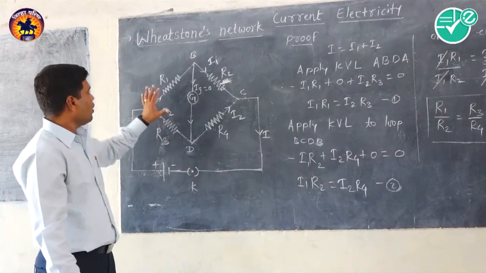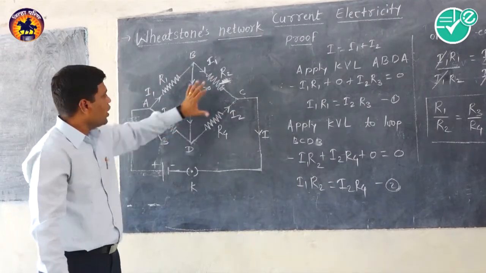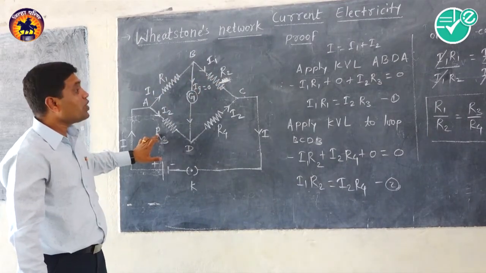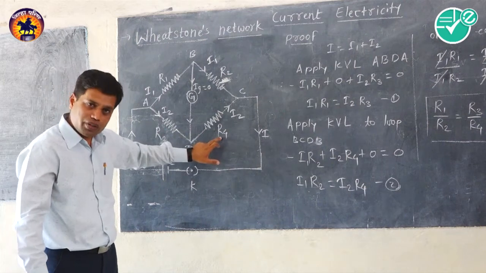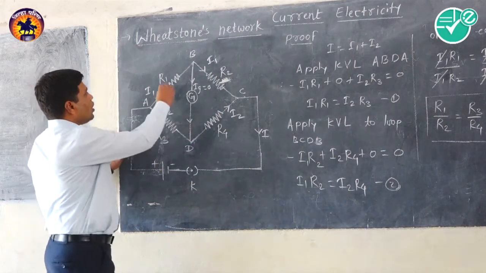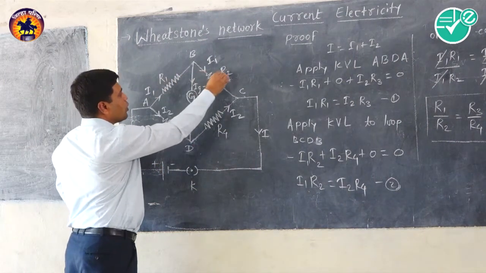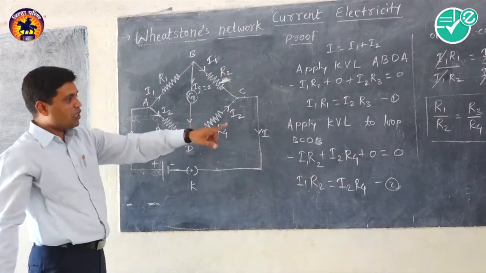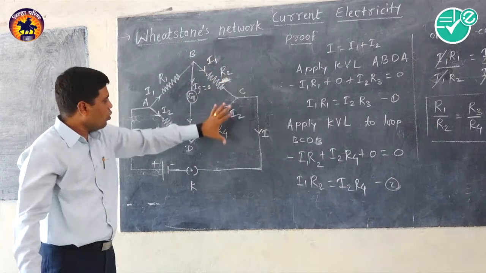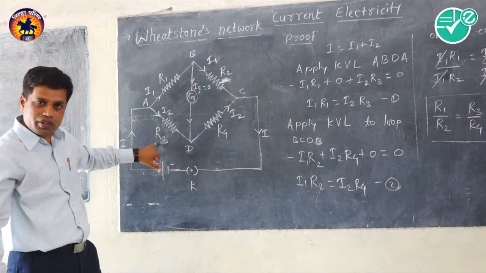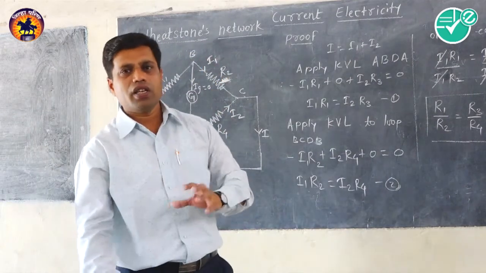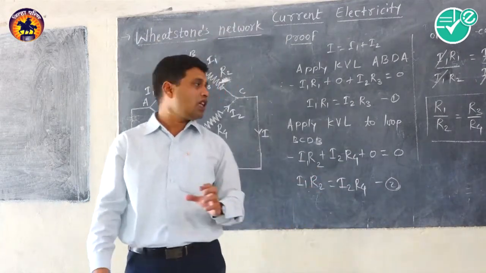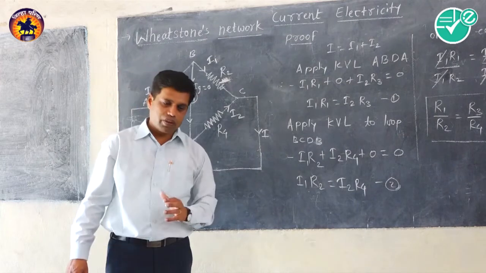Out of these four resistors, if you know any three resistors, suppose you know R1, R2 and R3, then with the help of this equation you can calculate the value of unknown resistance R4. If you have known resistances R1, R2 and R4, and unknown resistance R3, then by putting the known values in this equation, you can calculate the value of unknown resistance R3. So this is a very important aspect to find out the unknown resistance with the help of Wheatstone's network.